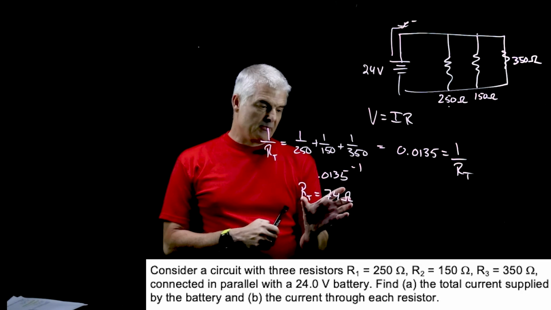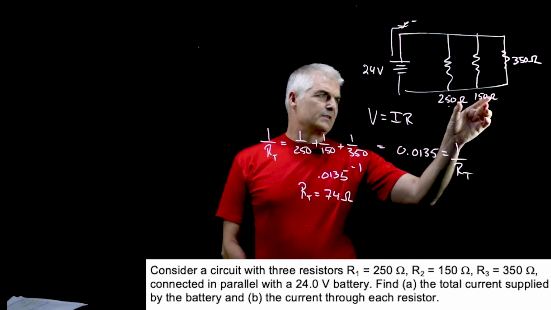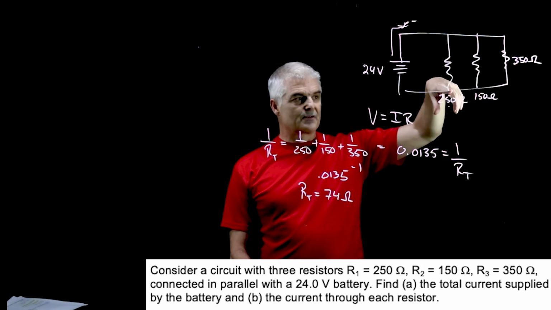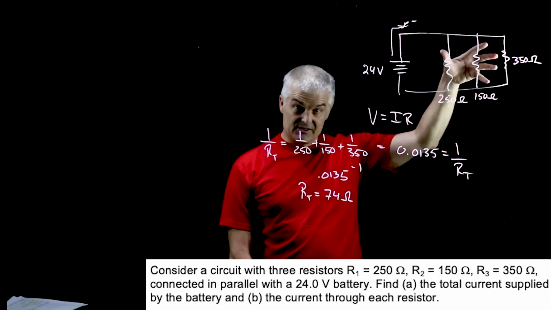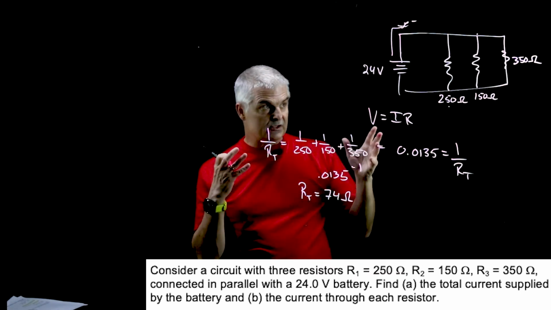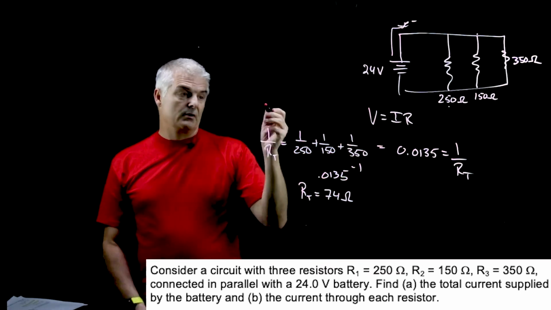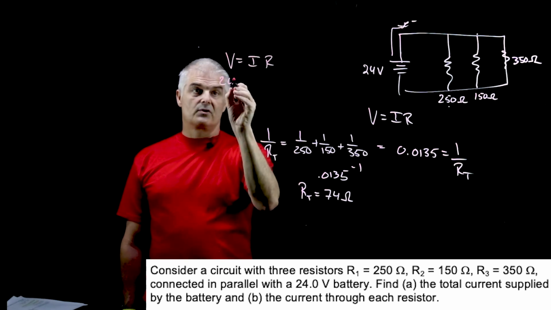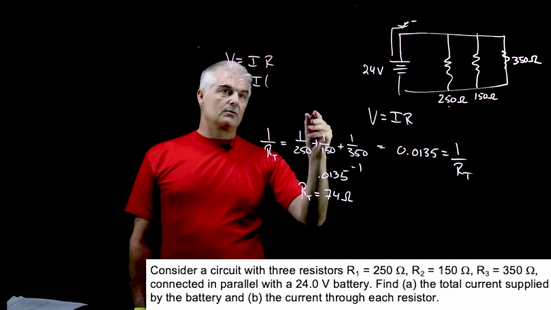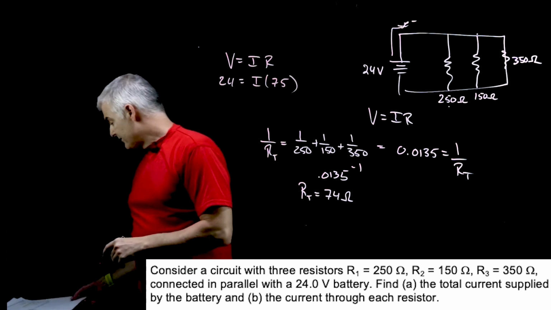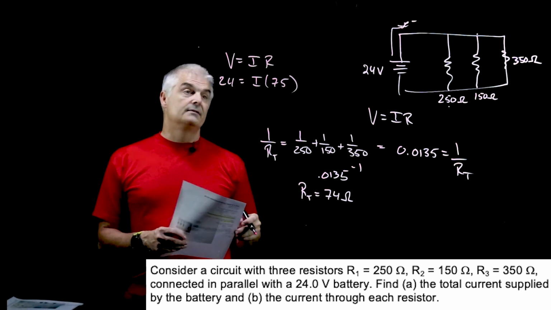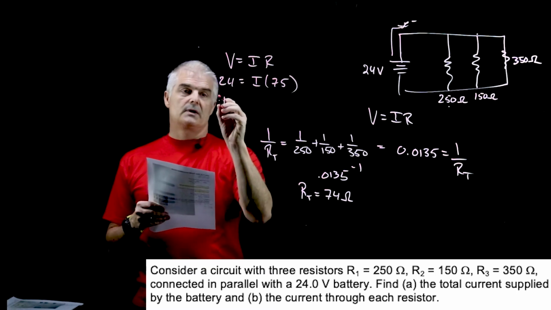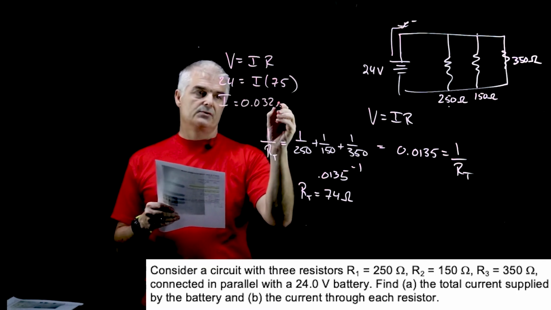Let's think about this. This number makes sense. The electrons are moving through the wire and they have three choices, so the overall resistance is going to go down because there are more choices. Now the question is, what's the total current through the system? V equals IR. I now know R and I know V, so 24 is equal to I times R, which is now 75. Divide 24 by 75, and you get 0.032. So I equals 0.032 amps.